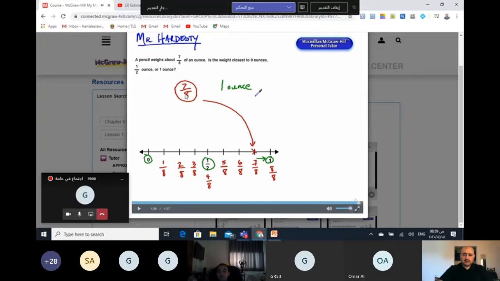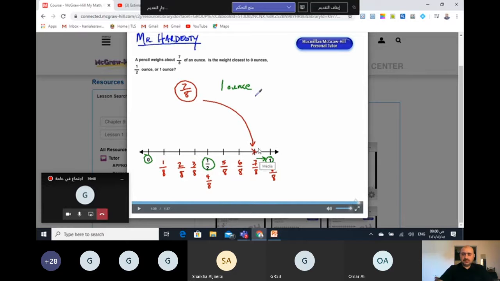In this example, how to round this fraction, 7 over 8. I draw the number line. The number line has 3 values: 0, at the middle, half, and at the last, 1. When you want to draw 7 over 8, divide this straight line into 8 pieces: 1, 2, 3, 4, 5, 6, 7, 8. Then choose the 7th piece. So 7 over 8 will be here.